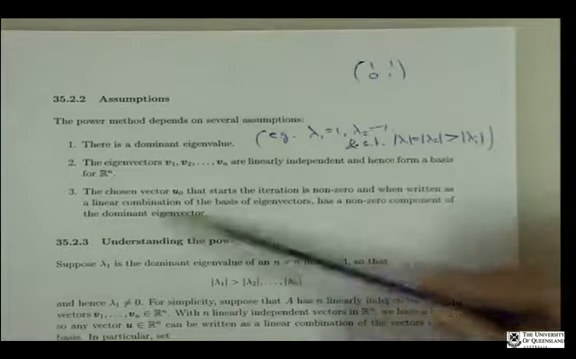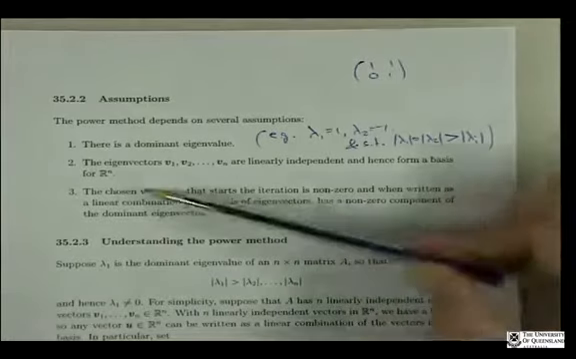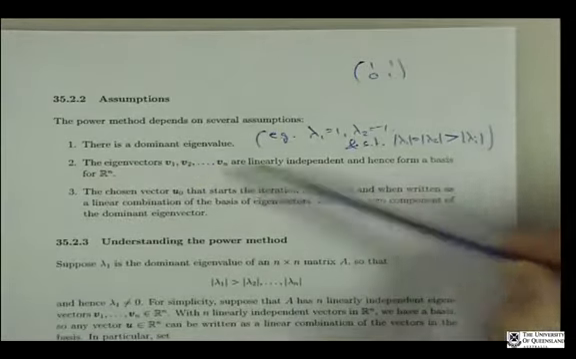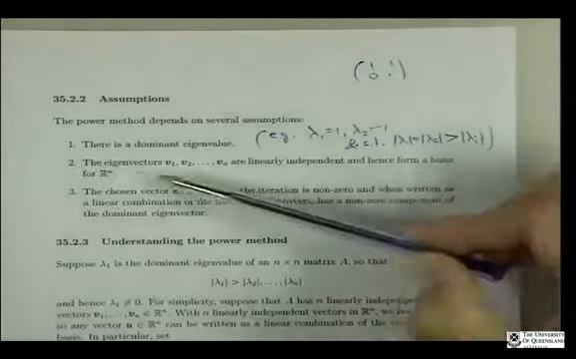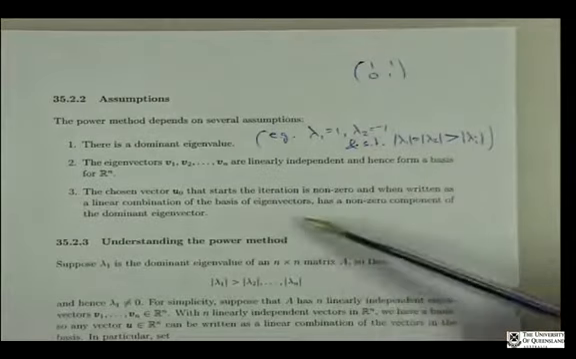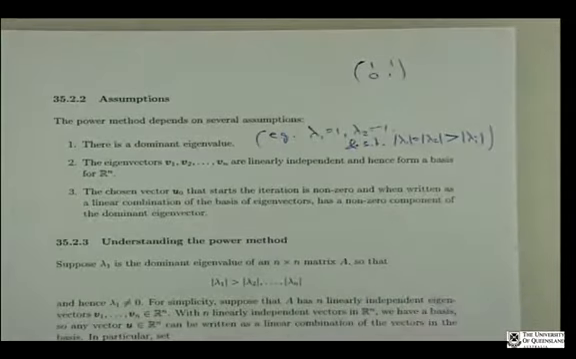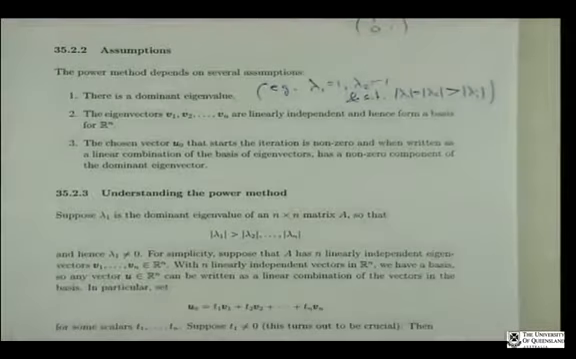But when written as a linear combination of the basis of eigenvectors, from assumption number 2, remember, any vector can be written as a linear combination of the basis, and we're assuming that the eigenvectors form a basis. So we're assuming that the chosen vector u0 has a non-zero component of the dominant eigenvector. In other words, it's not just one of the other eigenvectors, or just a linear combination of all of the other eigenvectors except the dominant one. That third assumption is related to the comment I made at the bottom of the previous page.